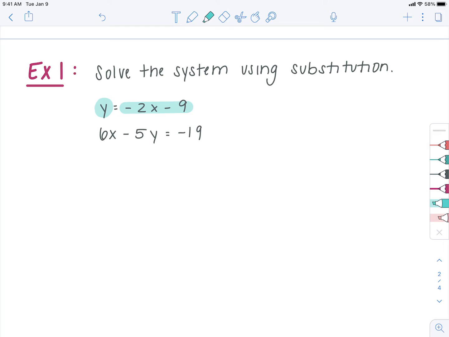So that means anywhere I see a y in my second equation, I can replace that y with a negative 2x minus 9.